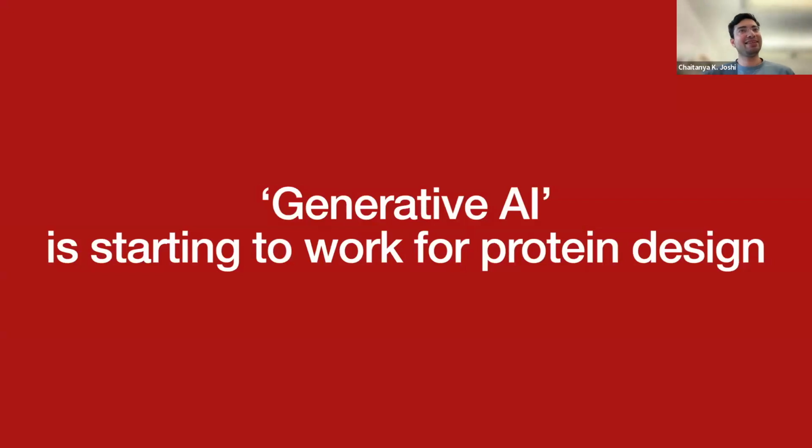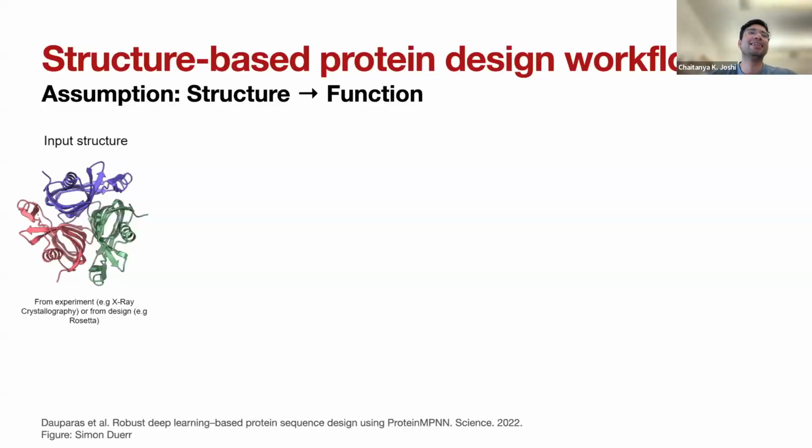But then, when we think about what's happening in AI and in deep learning, right? Generative AI, which is a word I don't like, is really starting to work for protein design, right? And here's a rough pipeline for protein design with deep learning. One of the assumptions you make is that structure determines function. So if you can design particular structures, then you can get the same function.